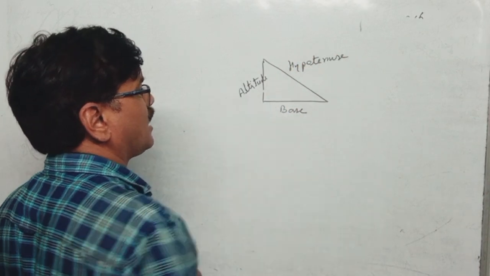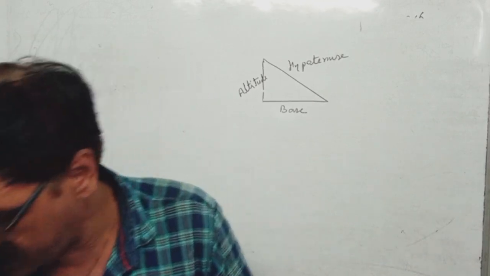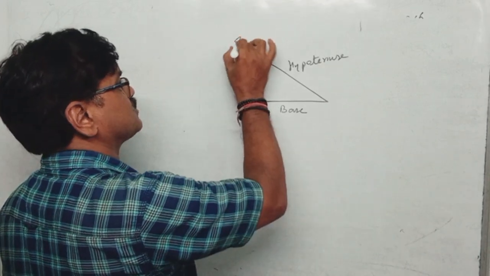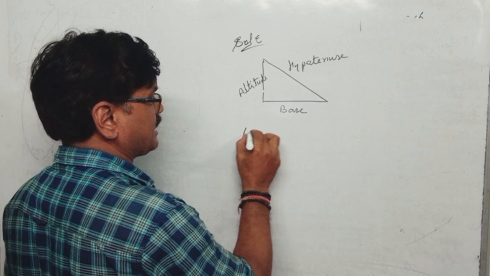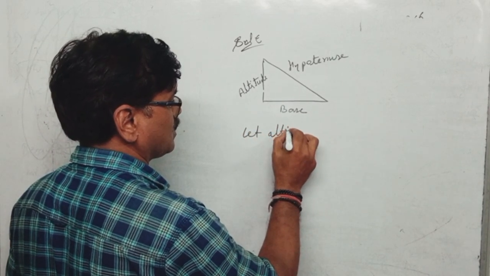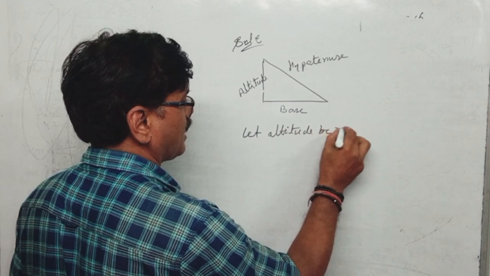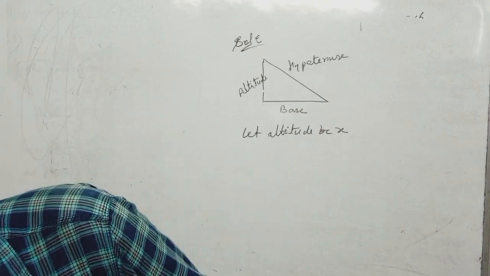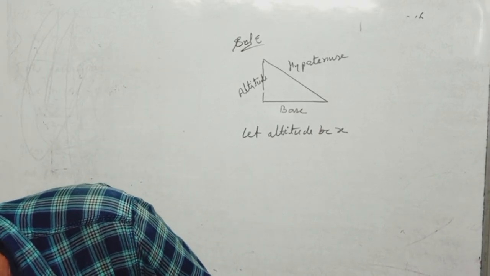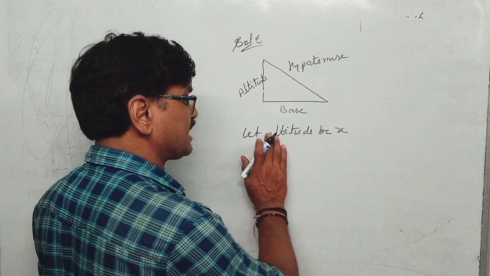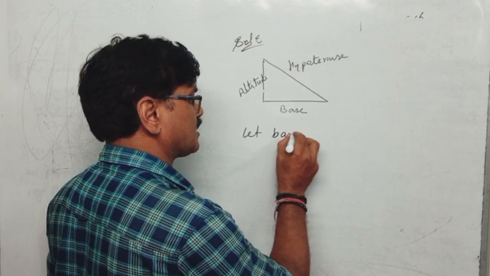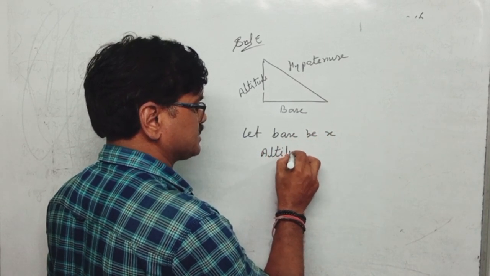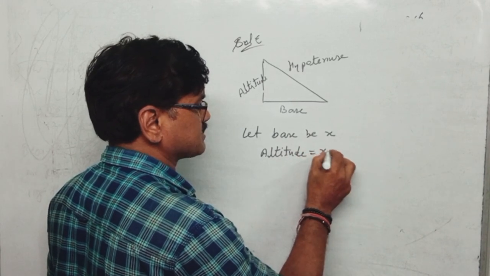And the question is asking you that if the altitude of the right triangle is 7 centimeter less than its base, in the solution you are writing, let the base be x. So the altitude is 7 less, so you will write here x minus 7.